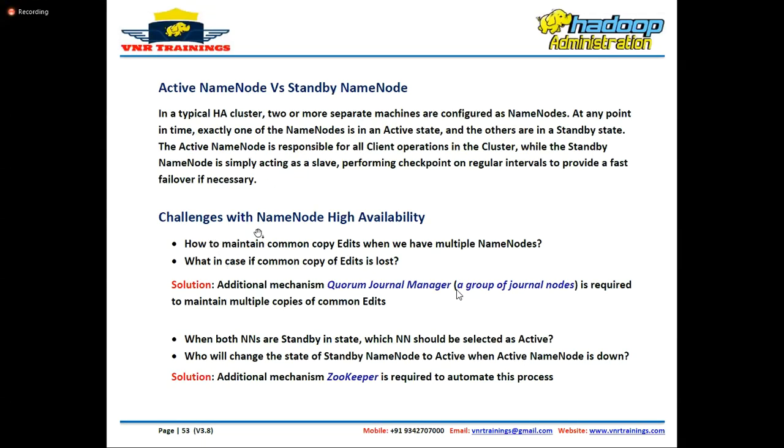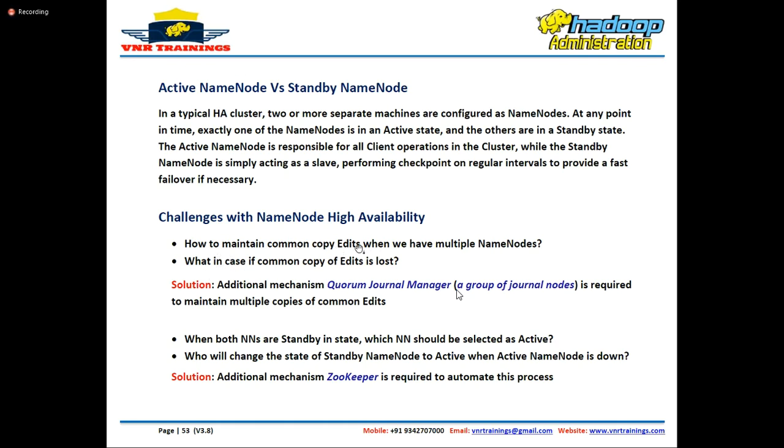So what are the challenges with name node availability? First one: how to maintain a common copy of edits when we have multiple name nodes? That's the first challenge. And what if the common copy of edits is lost? These are the two questions. For this we introduced a solution: an additional mechanism called the Quorum Journal Manager. A group of journal nodes is required to maintain multiple copies of common edits.